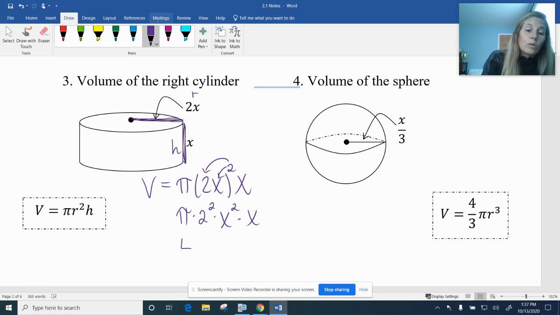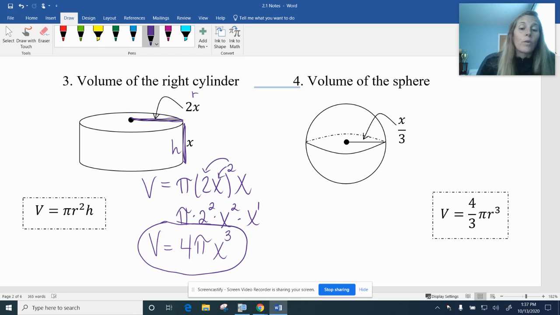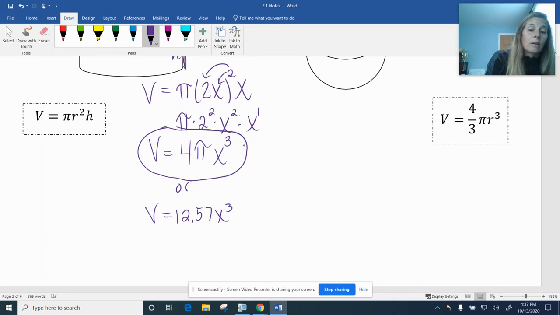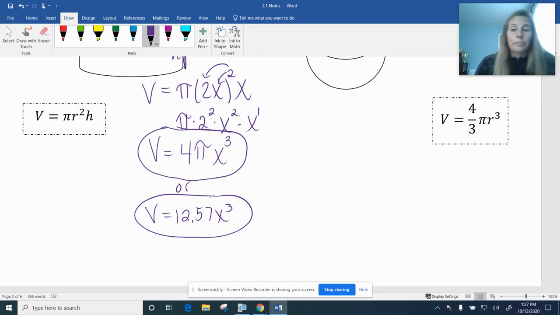Now, of course, 2 squared is 4, so I have 4 pi here. And x squared times x, I add my exponents and I get x cubed. So my volume here would be 4 pi x cubed, or if you did want to multiply out, 4 pi is equal to 12.57 x cubed.